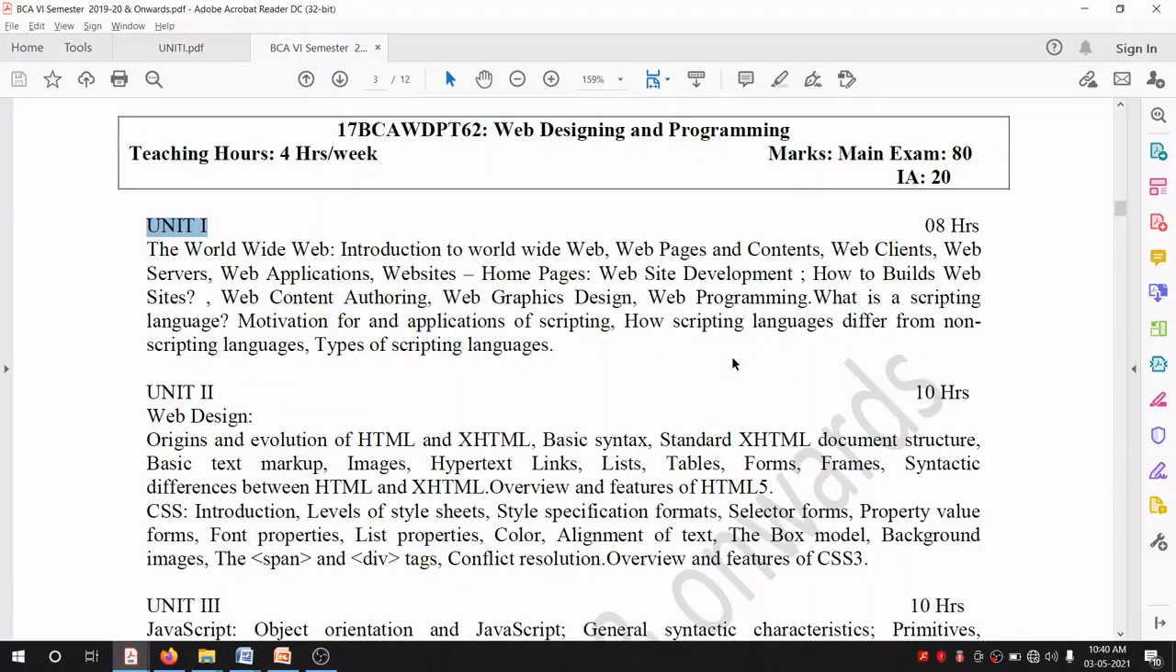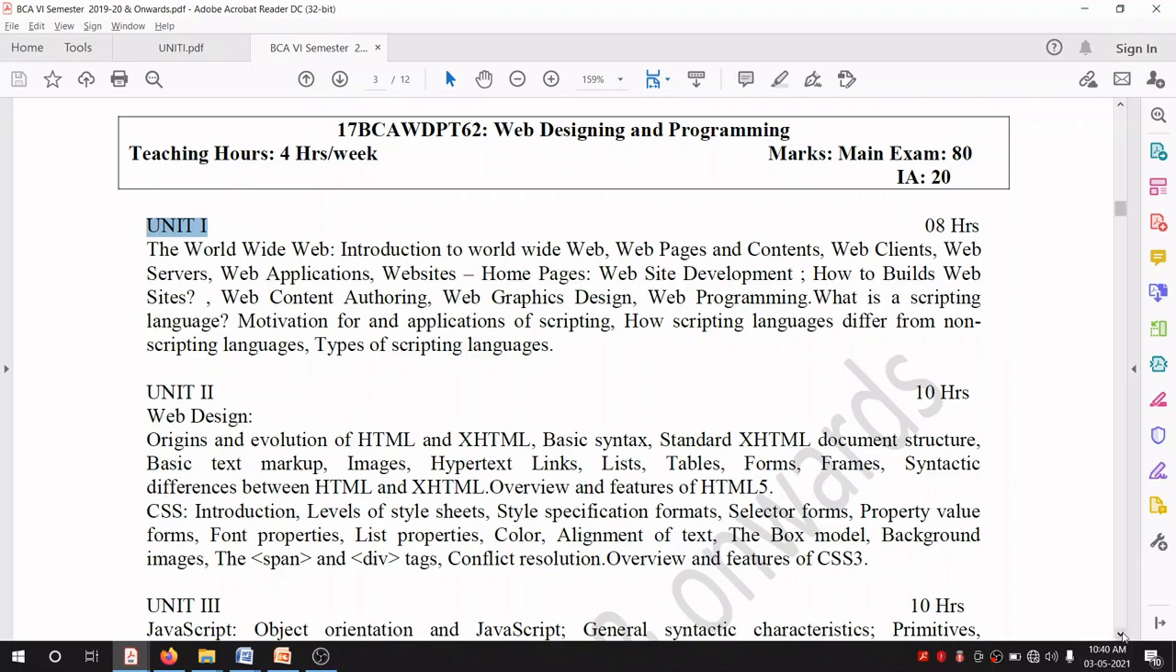Unit 1, which is of 8 hours, includes Introduction to World Wide Web, also contains information about web graphics design and web programming. Then Unit 2, that is of 10 hours, web design, that includes basics of HTML, XHTML and CSS. CSS stands for Cascading Style Sheet.